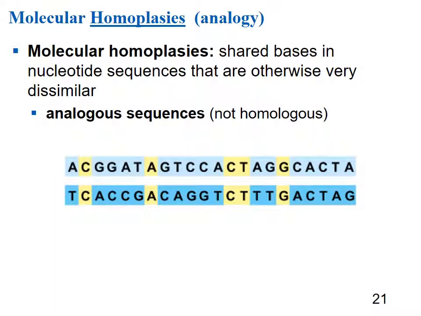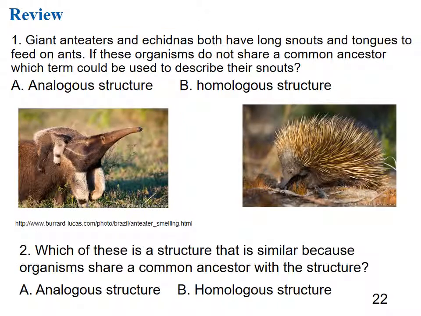Molecular homoplasies are analogous sequences, so they're shared bases in a nucleotide sequence that are otherwise very dissimilar. These are not the result of a common ancestor. So in this case, there are few similarities, and they're not very complex, so it's likely not due to sharing a common ancestor with those particular sequences.